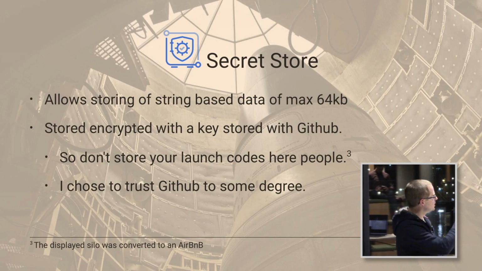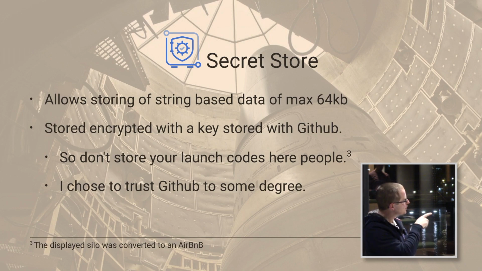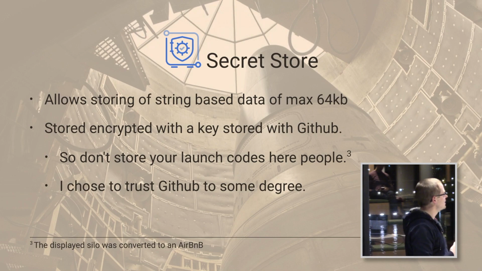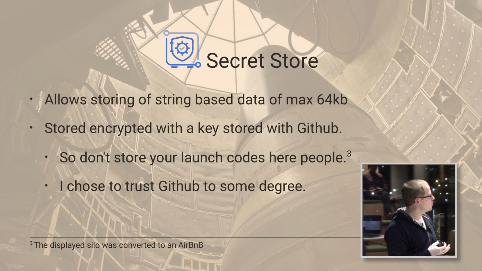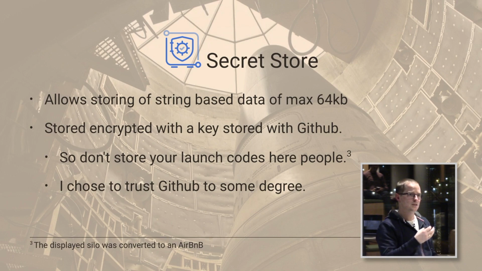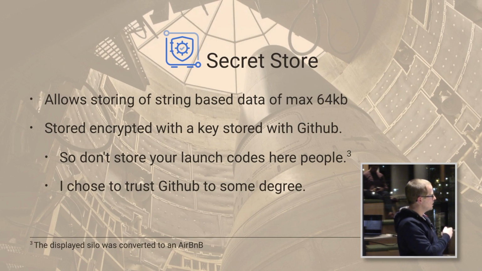Well, actually this is now Airbnb that you see in the background. But the secret store allows storing string-based data of about maximum 64 kilobytes, because who needs more than 64 kilobytes, right? The other option is to store your information encrypted with a key that you store with GitHub. So then actually you put your key within this secret store, and then you use that during your execution to actually decrypt some stuff.